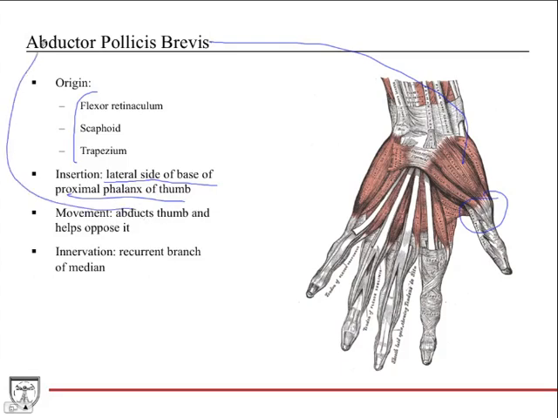So again, the movement is in the name, like several other muscles. Pollicis is another term to mean thumb. So again, the function is in the name, moving the thumb. And it helps oppose it, so it helps with opposition as well. And then the innervation is the recurrent branch of the median nerve. And so again, when the muscle contracts, it's going to pull the thumb this way. Okay.